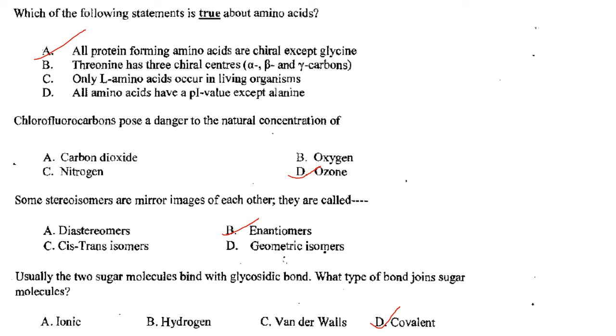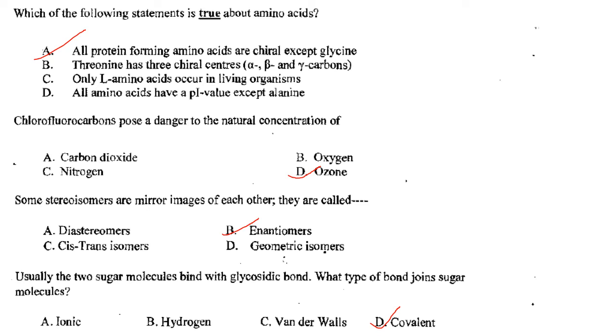Which of the following statements is true about amino acids? All protein forming amino acids are chiral except glycine. That is true about amino acids. So answer is option A. Chlorofluorocarbons pose a danger to the natural concentration of ozone. Answer is option D. Some stereoisomers are mirror images of each other. They are called enantiomers. Answer is option B.